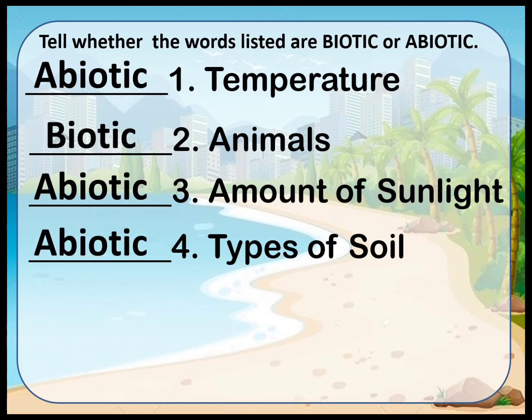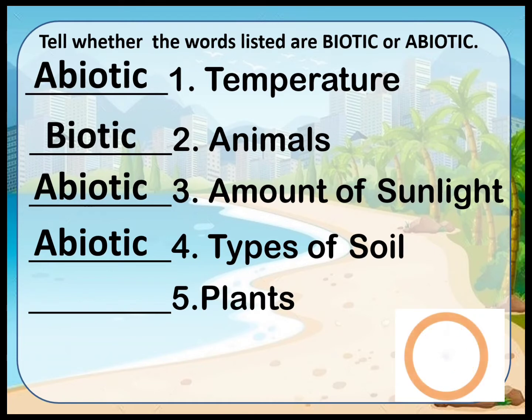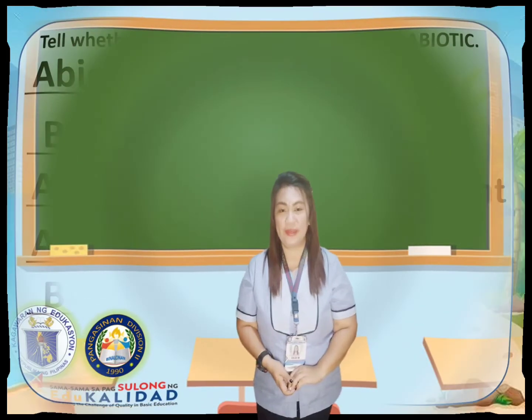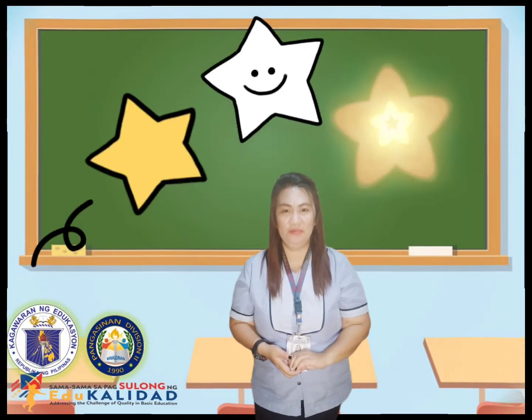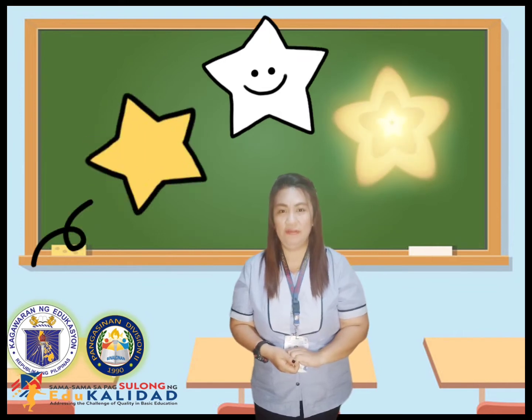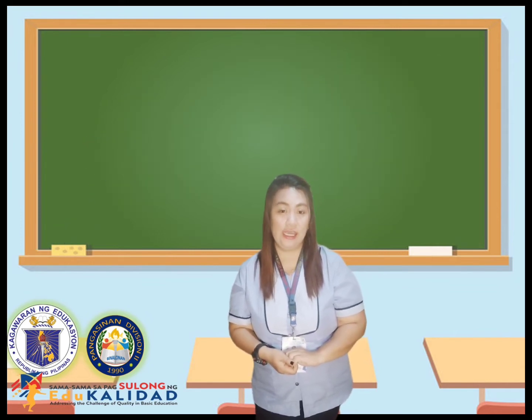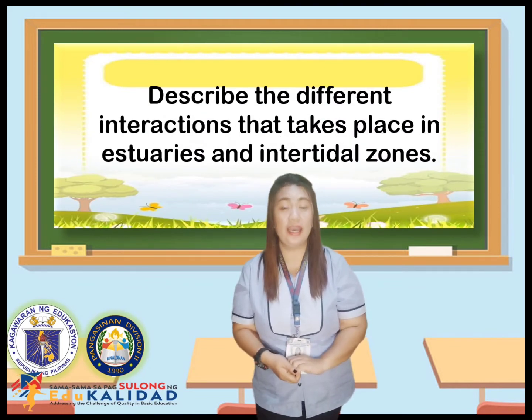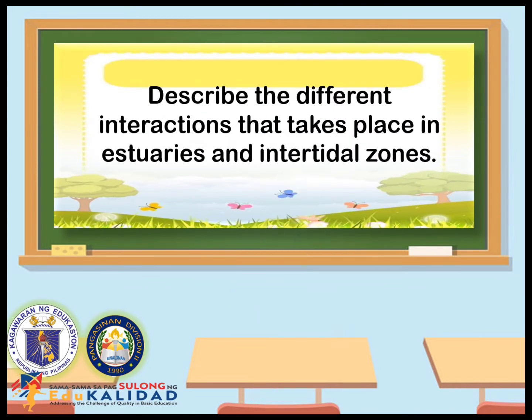For the fifth item, plants. If you answer that plants are biotic, then you are absolutely right. Did you get a perfect score? Congratulations! You are amazing! Now you are ready for our third guiding question. Describe the different interactions that take place in estuaries and intertidal zones.